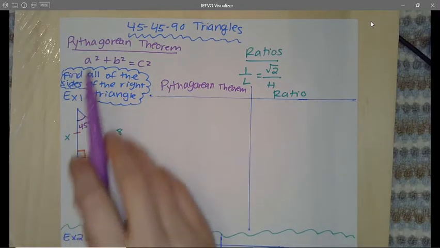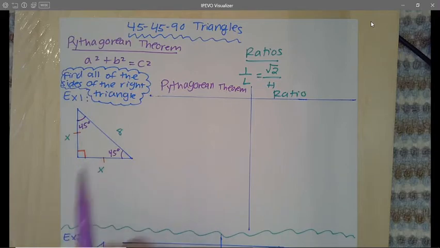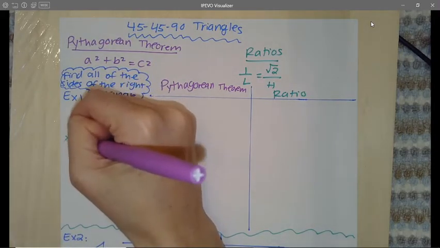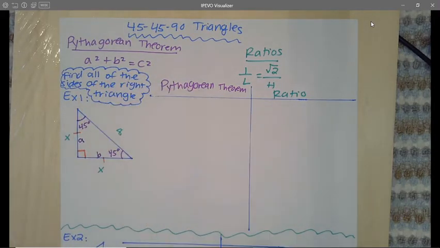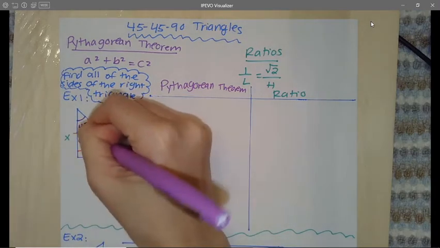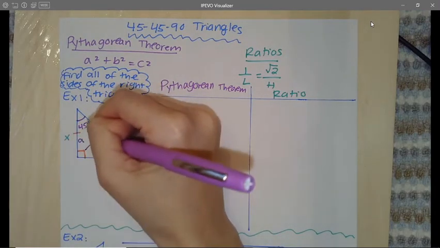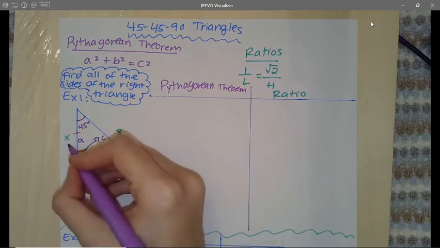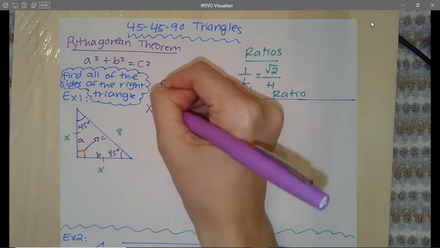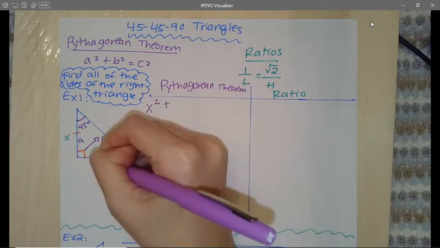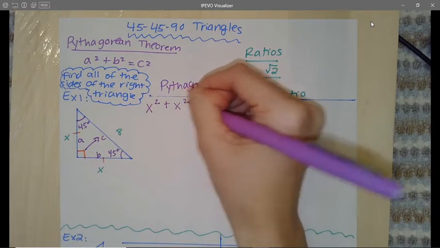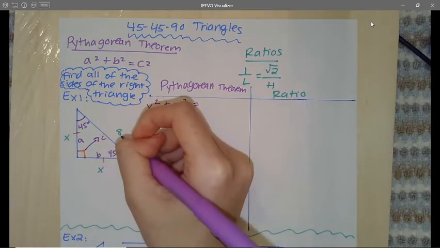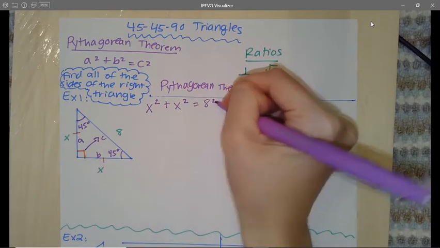So I'm going to have the a squared and the b squared. It doesn't matter which one you make the a and the b. I'm going to call this side the a and this side the b. And the side directly across from the right angle is the hypotenuse, which in the Pythagorean theorem is the c. Alright, so a is going to be x. So we have x squared plus b squared, which is x squared, equals c squared, which c is 8.